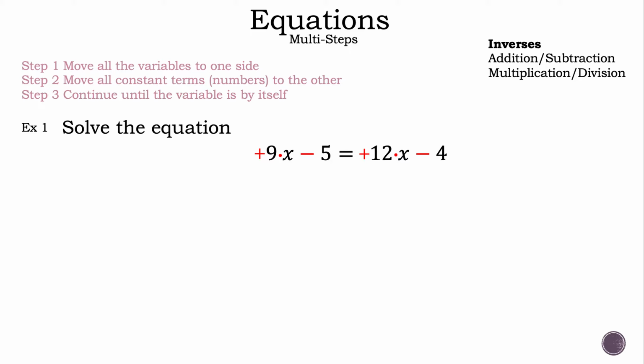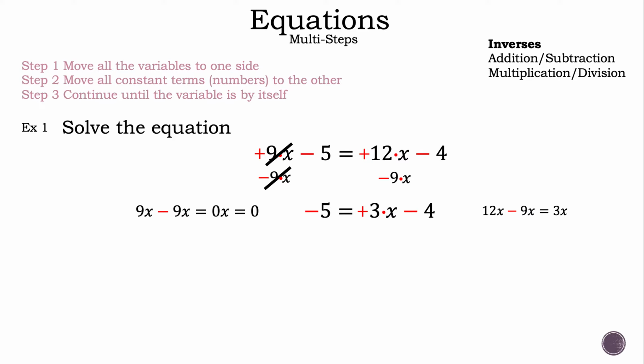Since it has that plus sign in front of the 9 and the inverse of addition is subtraction, we're going to go ahead and subtract 9x from the left-hand side, and 9x minus 9x is equal to 0. So those numbers cancel, and now we need to do it to the right-hand side. 12x minus 9x is 3x, and let's write down what we have so far. We have negative 5 is equal to positive 3 times x minus 4.